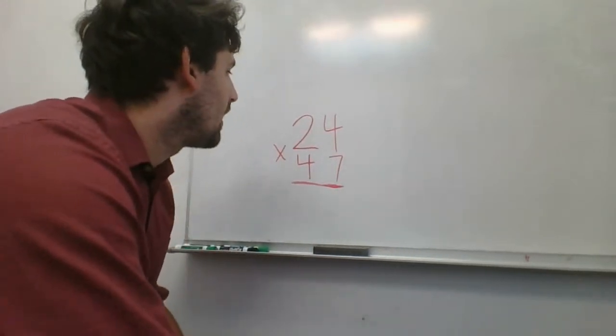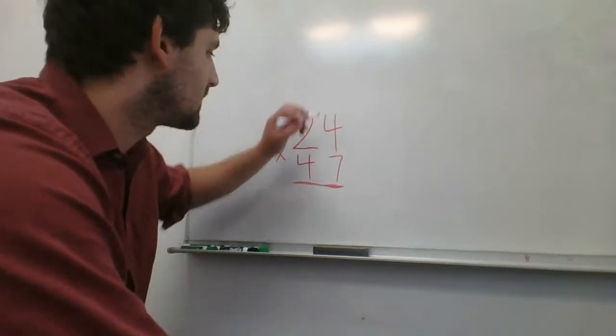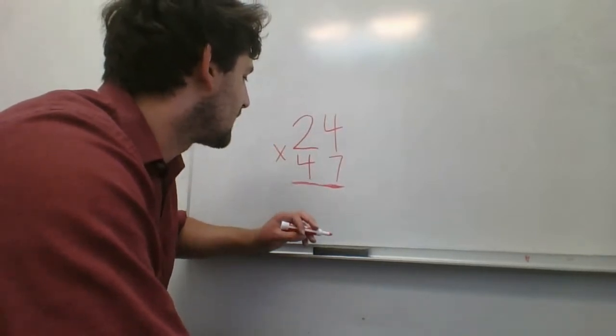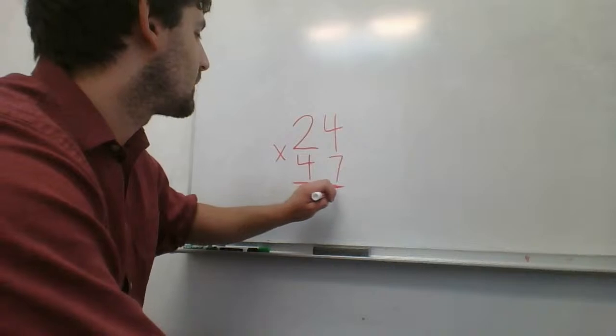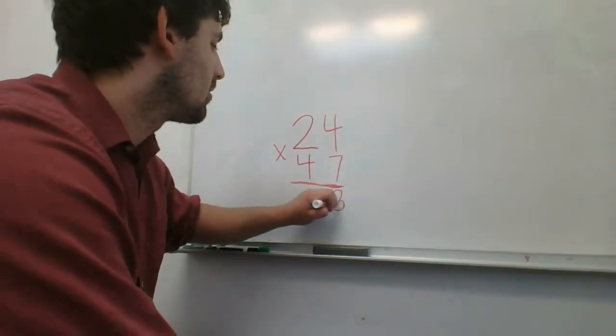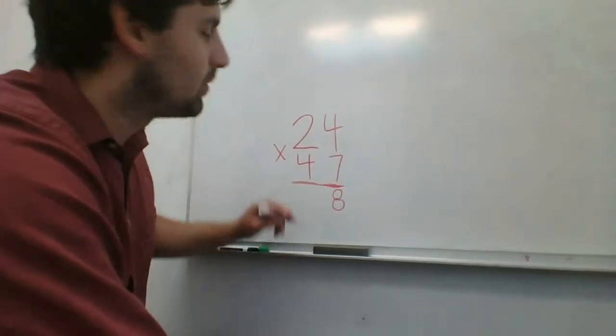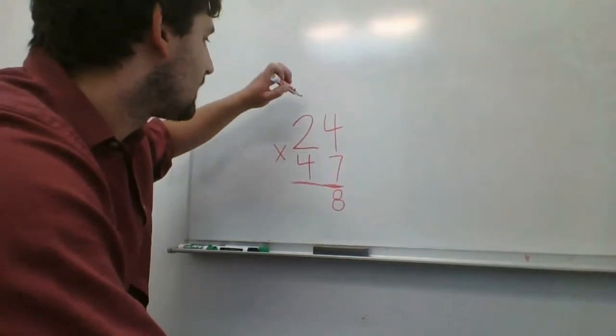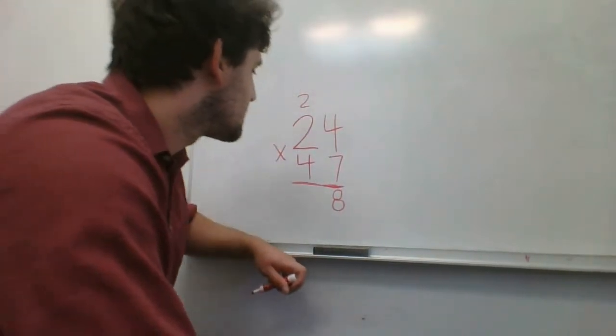All right, step 1, we multiply the digits in the ones place. 4 times 7 equals 28. Because our product is more than 10, we have to regroup. The 8 in 28 goes in the ones place. The 2 in 28 gets carried over to the tens place.